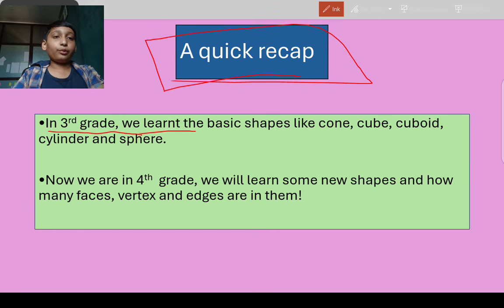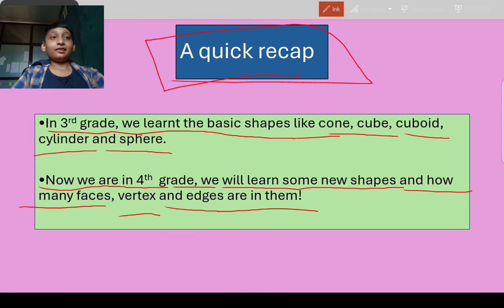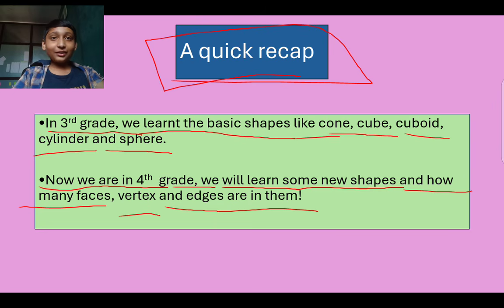In 3rd grade we learned the basic shapes like cone, cube, cuboid, cylinder and sphere. By the way, I label these shapes alphabetically, so don't blame me for the way I wrote them. Now we are in 4th grade. We will learn some new shapes and how many faces, vertices and edges are in them. So okay, let's go into the new shapes and learn them. It's going to be fun.